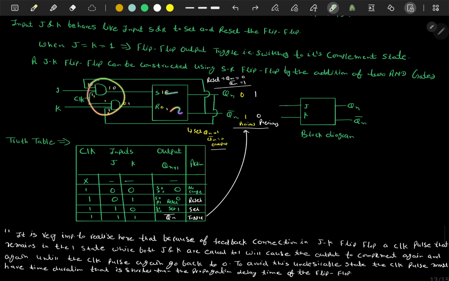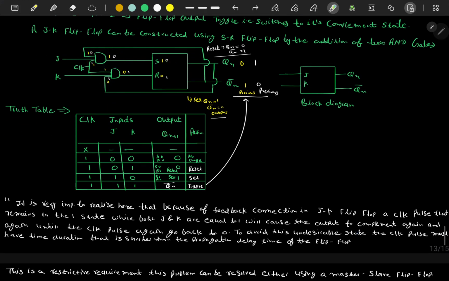So it is an SR flip-flop. Now just have a look. If the clock is not on, there will be no change in the circuit. When the clock is on but J and K are 0, the clock is 1, J is 0 and K is also 0. So S and R both are 0. When S and R are both 0, there will be no change. We have studied it in the SR flip-flop.